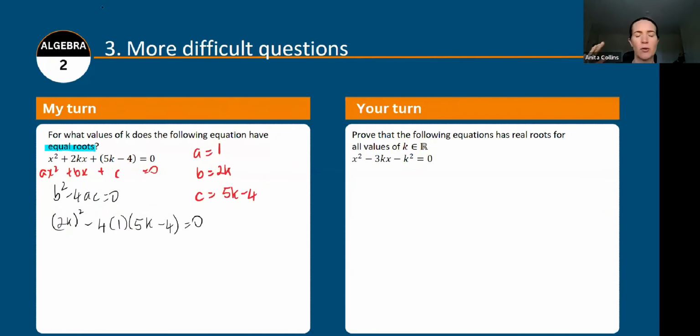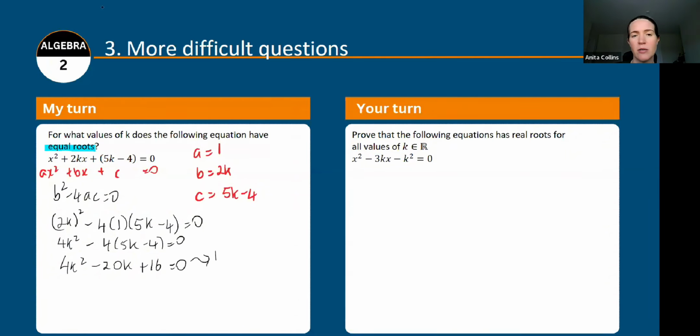So now I'm just going to let my algebraic instinct kick in and just do some stuff and see what happens. So 2k squared is 4k squared, minus 4 times 1 is 4, times 5k minus 4. There's a bracket to expand, so I should probably expand that bracket. Minus 20k plus 16. Now it's looking a lot more familiar to me.